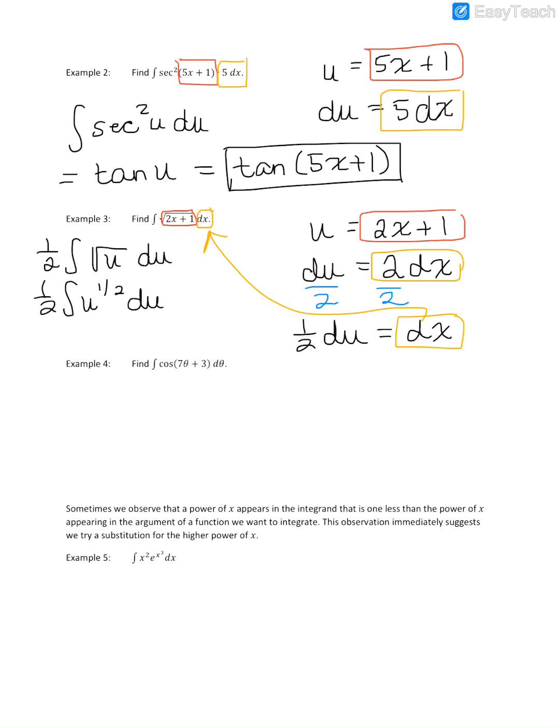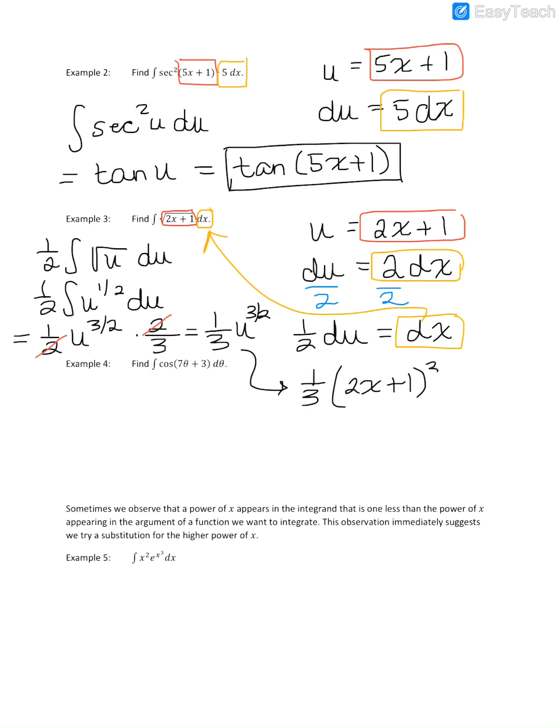All right, remember how we do this? We add 1 to the exponent. So add 1 to the exponent, it becomes 3/2, and then I'm going to times by 2/3, which is the same as dividing by 3/2. Okay, my 2's are going to cancel. So my final answer is, well, not my final, but 1/3 u to the 3/2. Now my final answer is plugging back in for the u. So 1/3 (2x plus 1) to the 3/2.